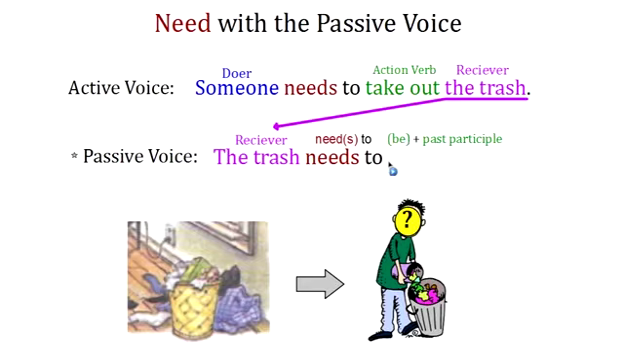So because I'm using needs to, I always use be, but the past participle of take out is taken out. So in this context, I'm saying the trash needs to be taken out. And notice I'm not saying who. I'm not telling you who's going to take it out, who needs to take out the trash, right? That's not important. The important part is the trash, right? So this is the passive voice with need to explain what needs to happen or what needs to be done.